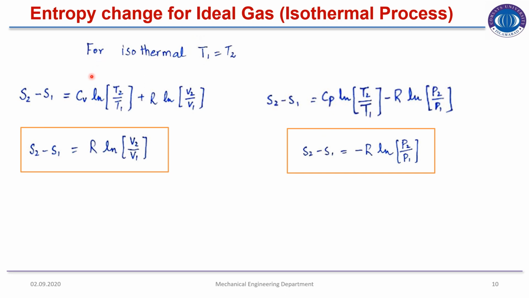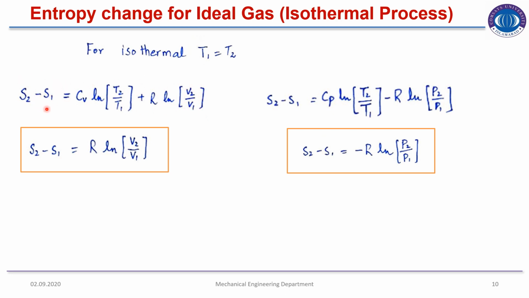So we have calculated two expressions for the change of entropy for ideal gas. Now we will solve for an isothermal process. So if we are calculating the entropy change for ideal gas and the process is isothermal, then what is the value for that entropy change? For an isothermal process, both temperatures are the same, T1 is equal to T2. So the main equation is S2 minus S1 is equal to Cv natural log T2 over T1 plus R natural log V2 over V1. That is the main equation.